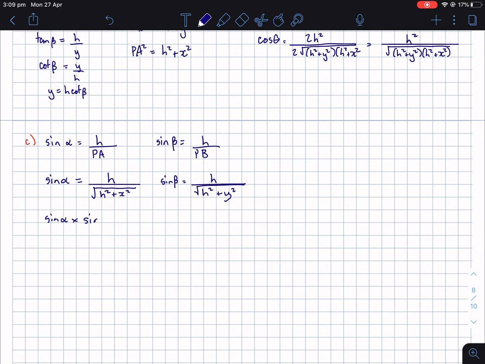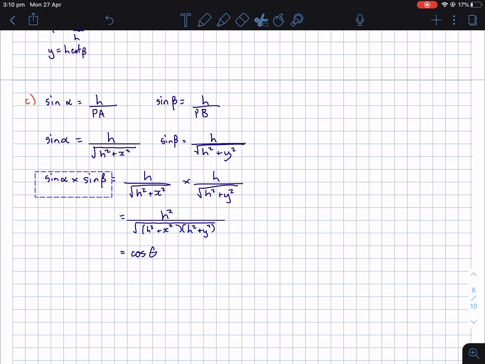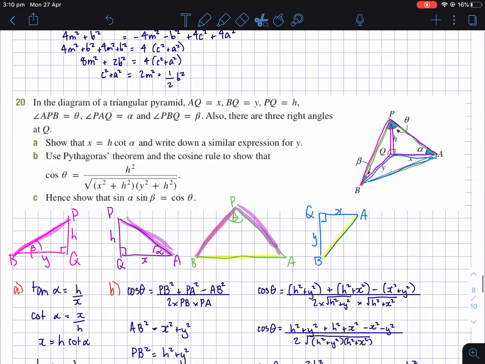Which means sine alpha times sine beta, which is what they mean by sine alpha sine beta, you don't write the times, is going to be h over the square root of h squared plus x squared times h over the square root of h squared plus y squared, which gives us h squared over, and then don't forget, if you're multiplying square roots, you put them together, h squared plus x squared times h squared plus y squared, which is exactly what we got for cos theta. Whew. Yeah, that question was a bit of a nightmare.